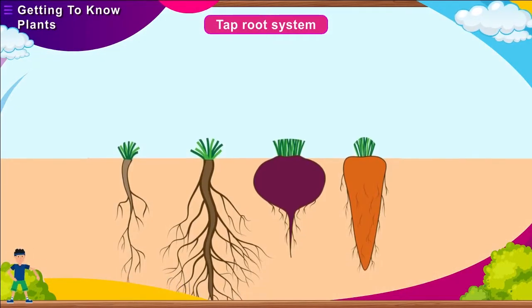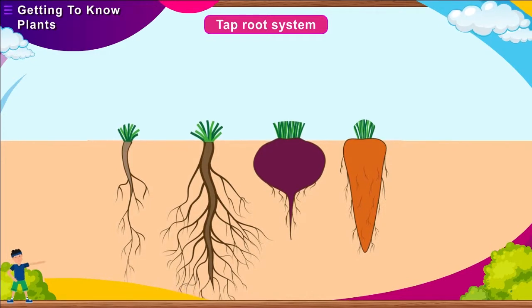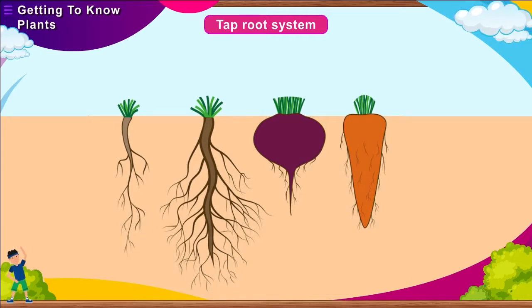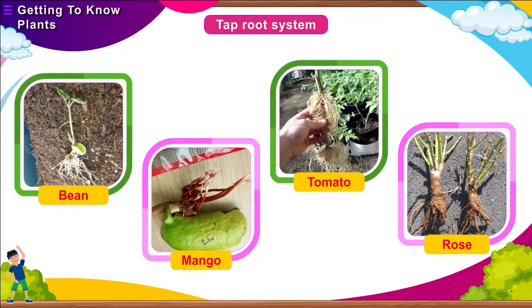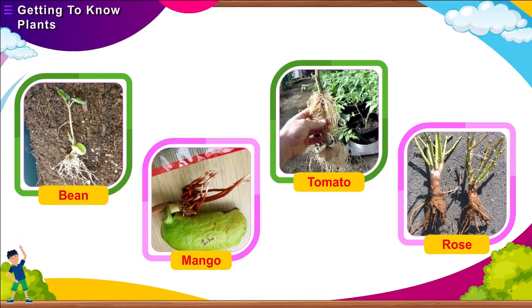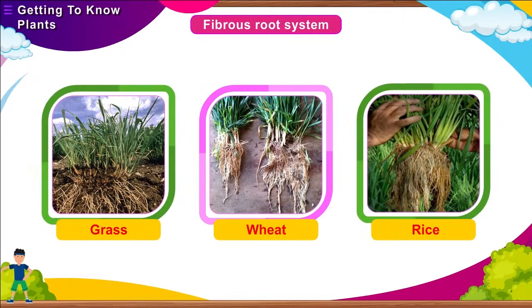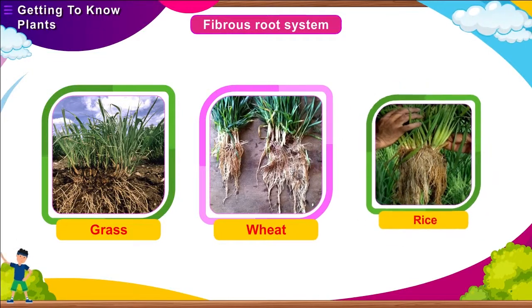Taproot system. In this root system, the plant has a main root and many secondary roots arising from it. Plants whose seeds have two seed leaves, dicots, show a taproot system. For example, bean, mango, tomato, rose, and so on. Fibrous root system. Such a root system does not have any main root, but many roots arising from the base of the stem. Plants whose seeds have only one seed leaf, monocots, show a fibrous root system. For example, grass, wheat, rice, and so on.